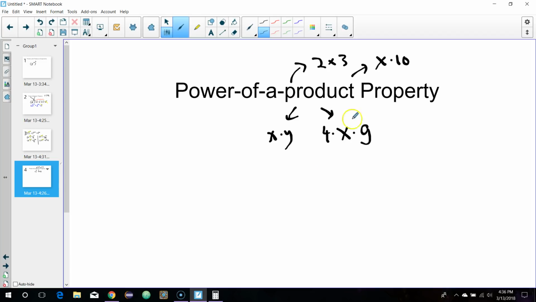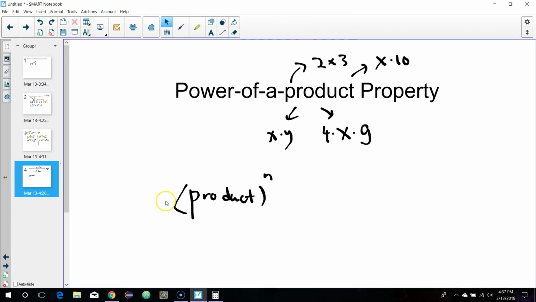So what this means is, power of a product, just like power of a power, you have something called a product sitting in the middle. So you have the product over here, a whole bunch of things multiplied together, and then you have a power outside. That's power of a product. So you have a whole bunch of things multiplying like x times y, and then you have a 2 outside. That is what they mean by that.